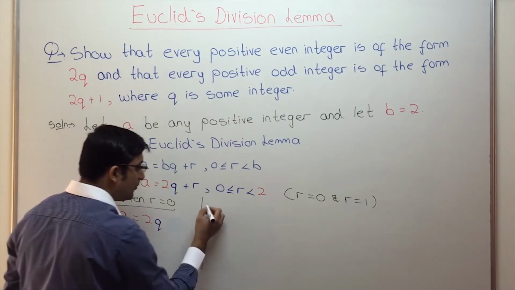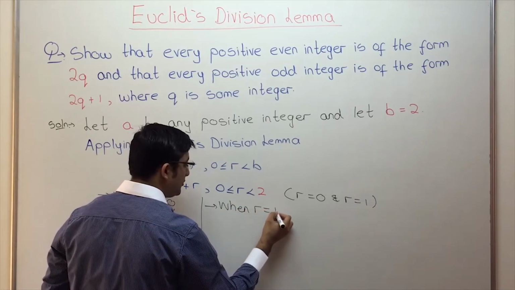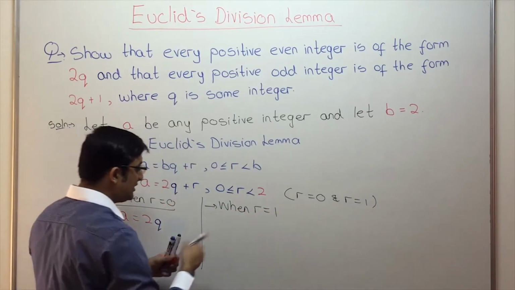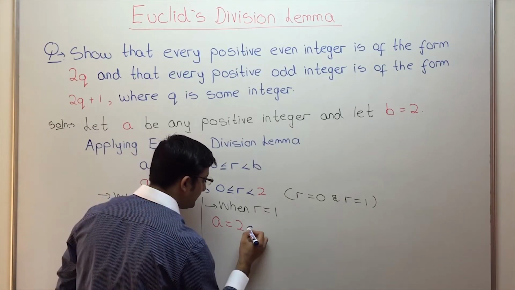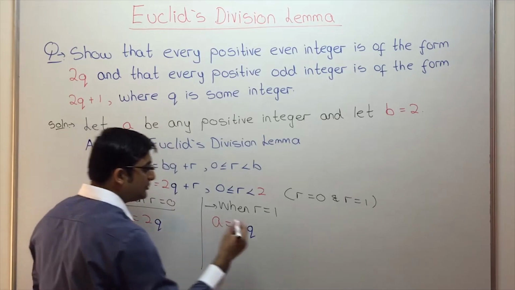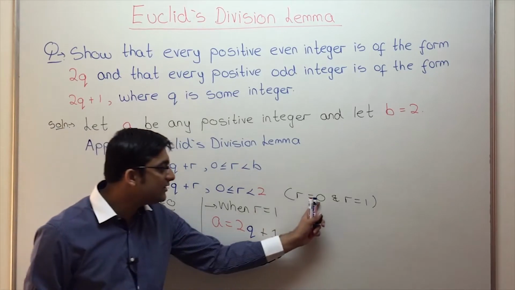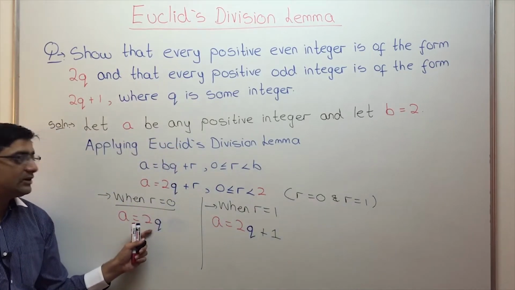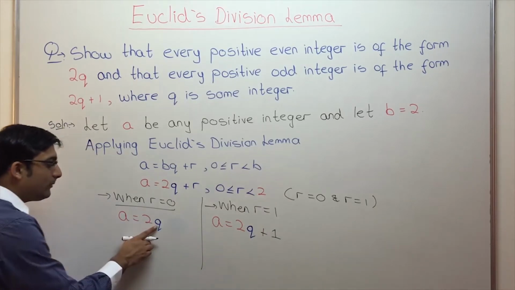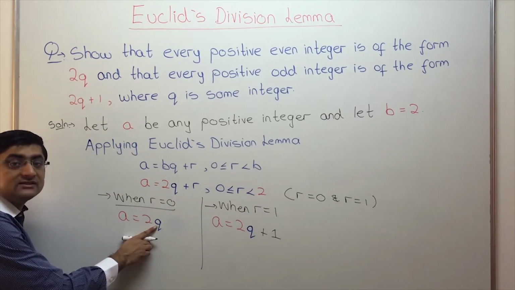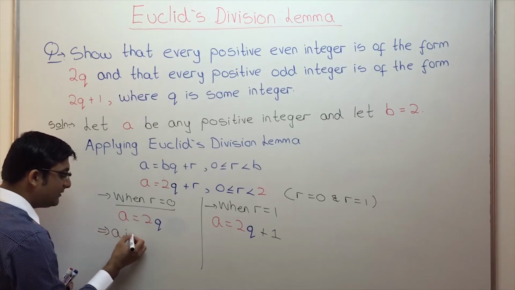Similarly, when r is equal to 1, what do we get in this expression? a is equal to 2 into q plus r. So plus r, what is r? It is 1. So the two possible values of r, 0 and 1. When r is equal to 0, a is equal to 2q. When r is equal to 1, a is equal to 2q plus 1. Now 2 multiplied by any integer will always give us an even integer. So this implies a is an even positive integer.